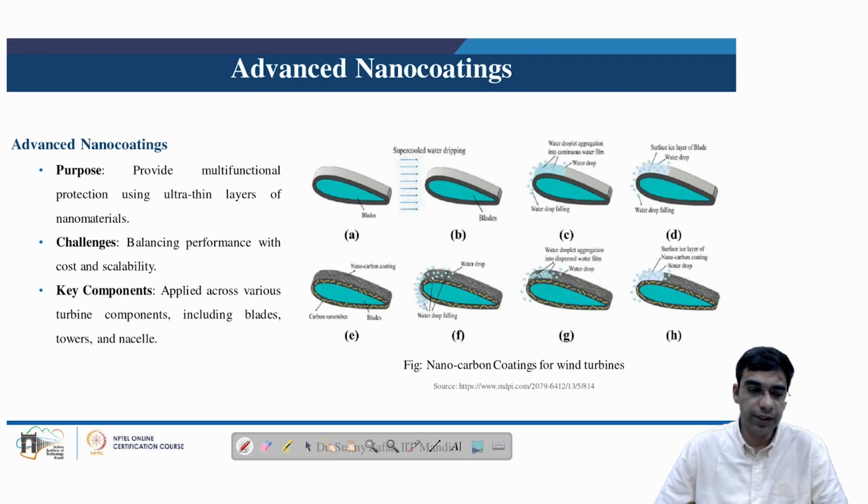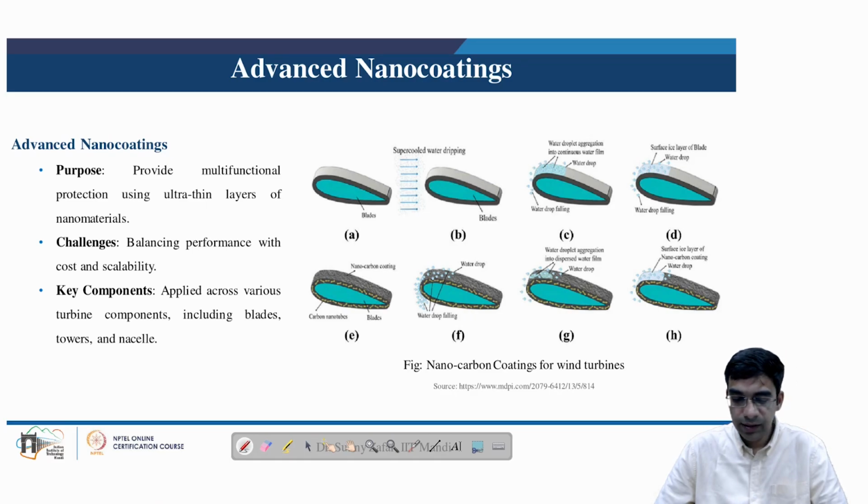The next type of coatings used in the wind turbine are the advanced nano coatings. The purpose of such coatings is to provide multifunctional protection using ultra thin layers of nanomaterials. Such coatings balance performance with cost and scalability, and the key components on which such advanced nano coatings are applied are the turbine blades, towers and nacelle.